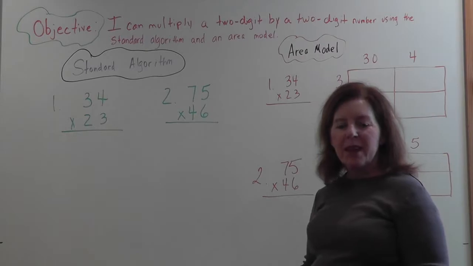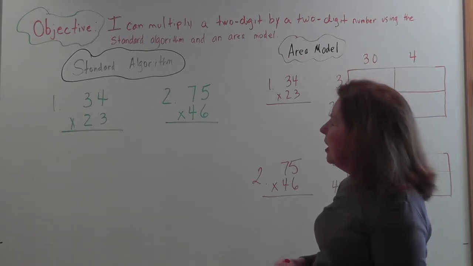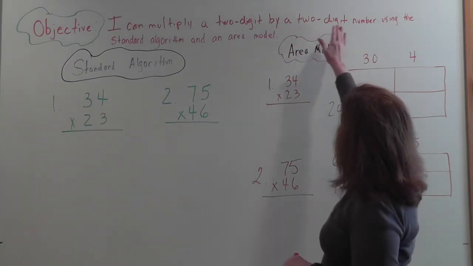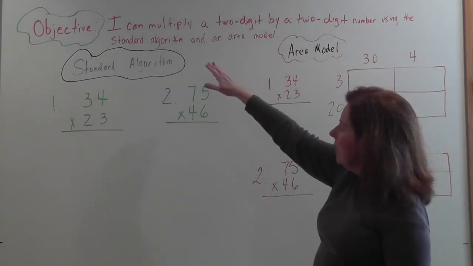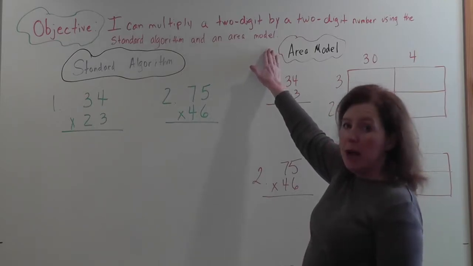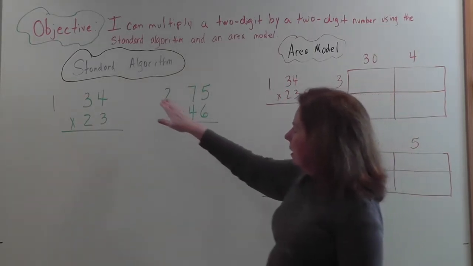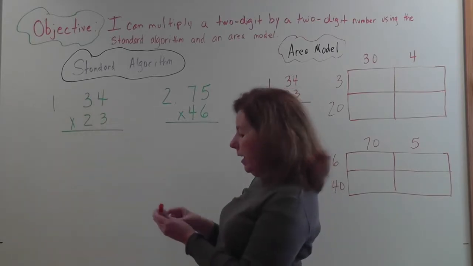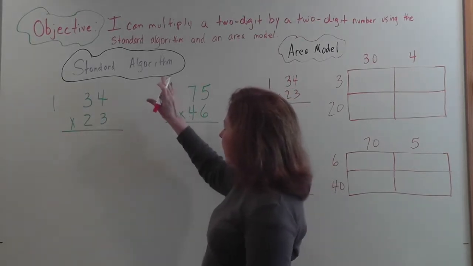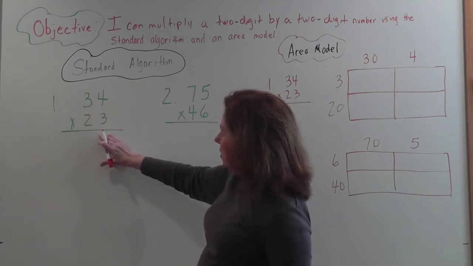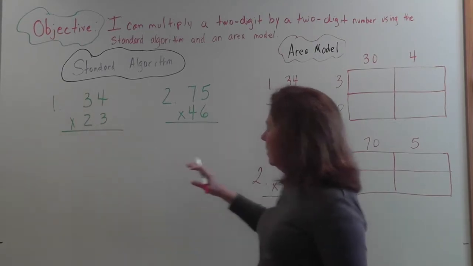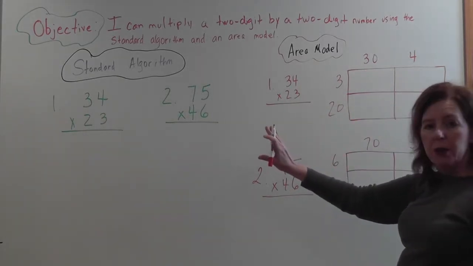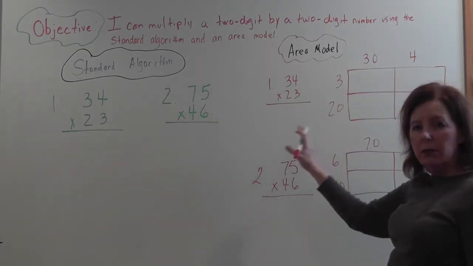Hi class. Today our objective is I can multiply a 2-digit by a 2-digit number using the standard algorithm and an area model. Now, this is the standard algorithm way. And we can multiply a 2-digit by a 2-digit number using this way or the area model way. So whatever you prefer to do, it's fine.